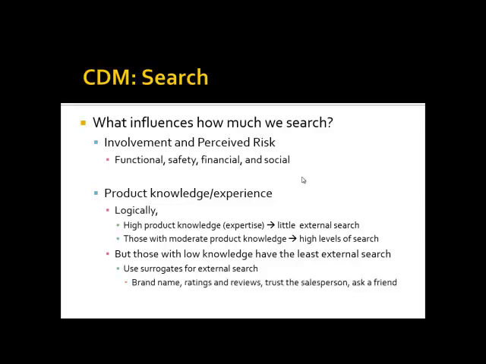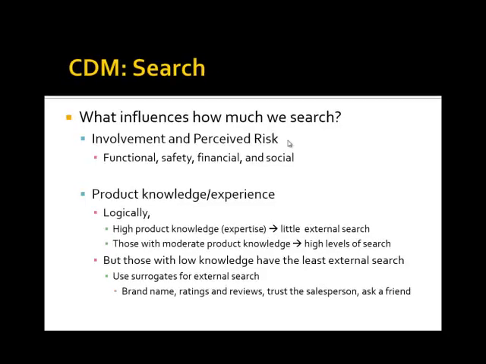So instead they use surrogates. They'll make a decision on whether to include a brand in the consideration set based on the brand name or perceived price-quality relationship, ratings and reviews from other people. They'll trust a salesperson. They'll go to a company's website. They'll ask a friend or a family member. They'll find some other way to search using some other source.